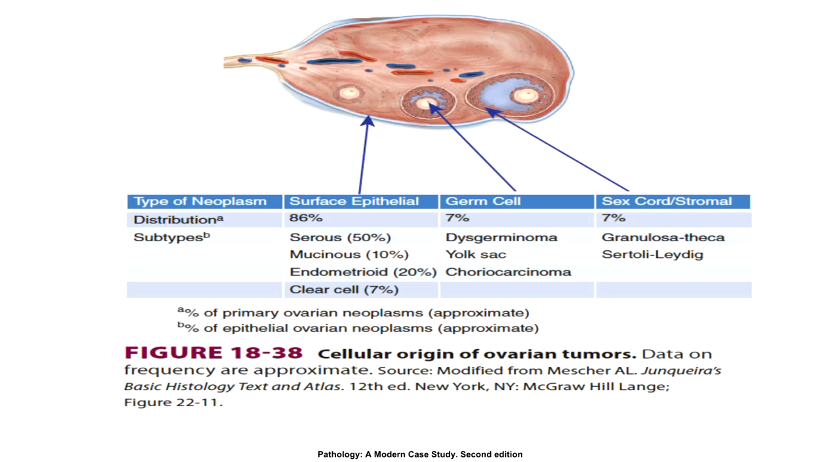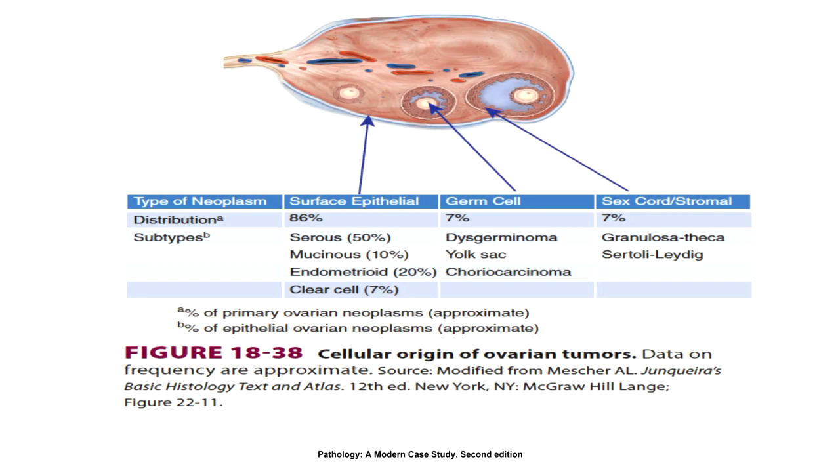We do have mainly three types of ovarian tumors. One is histologically formed by epithelial cells located in the membrane of the ovary. Most of the epithelial tumors are serous type, followed by endometrioid, and then mucinous, and then clear cells.